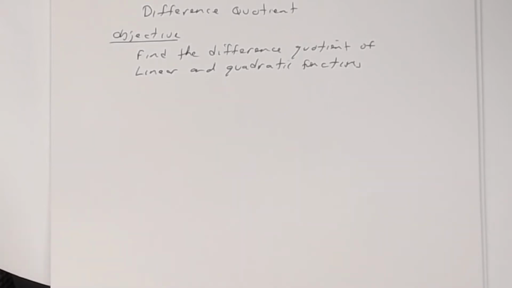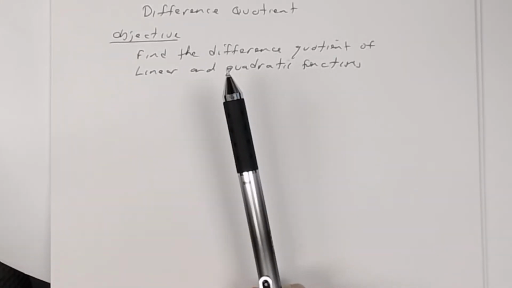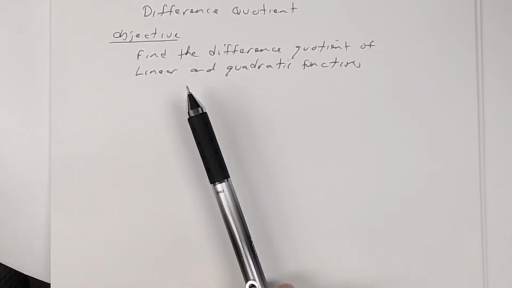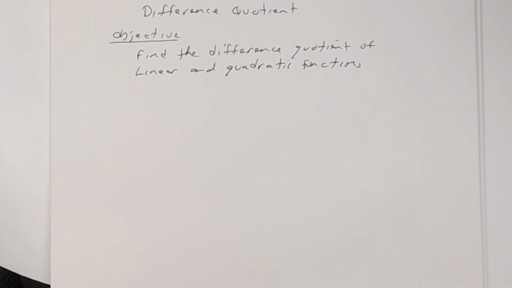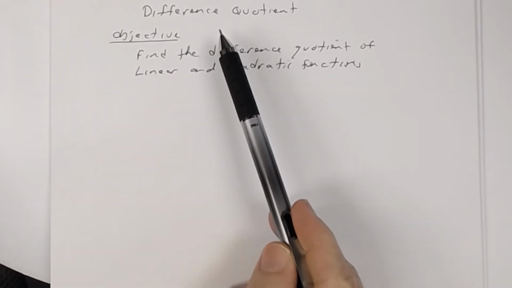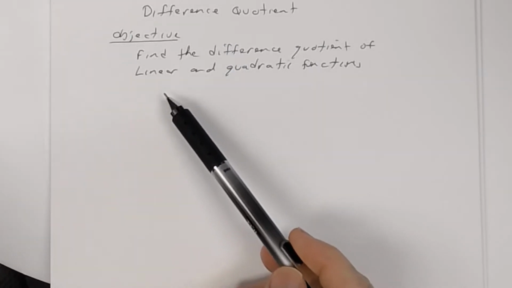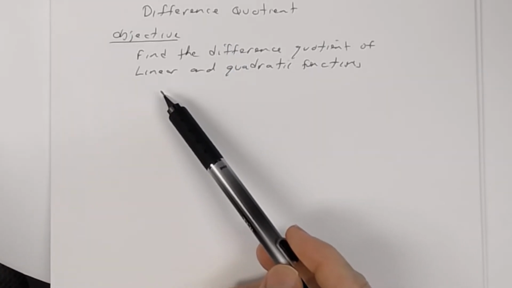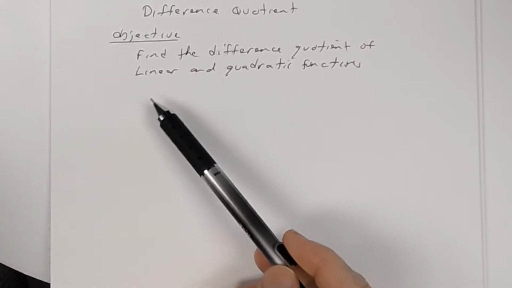Okay, so in this lesson, we're going to look at linear and quadratic functions, and we're going to find the difference quotient of each of those linear and quadratic functions. Now, in a previous lesson, you learned where the difference quotient came from, how to derive the difference quotient. In this lesson, we're just going to work examples and show what the work should look like.